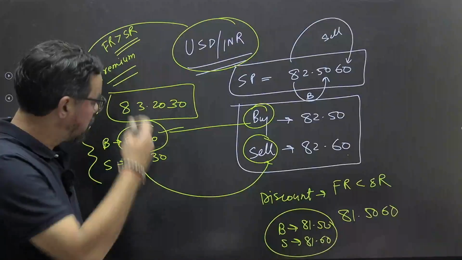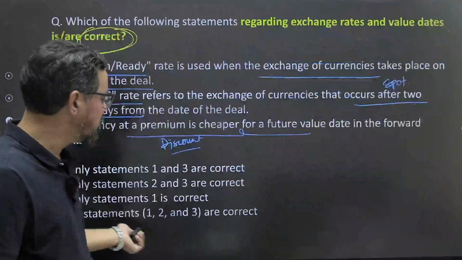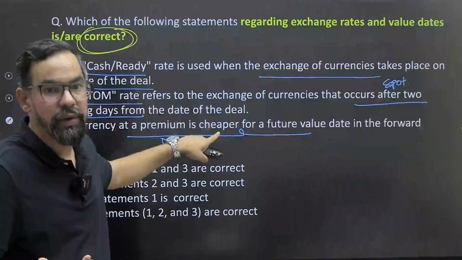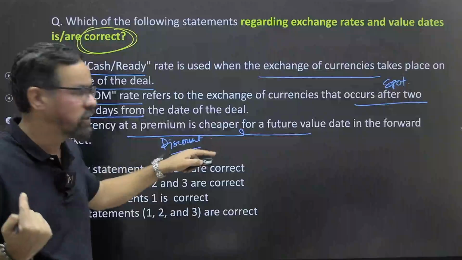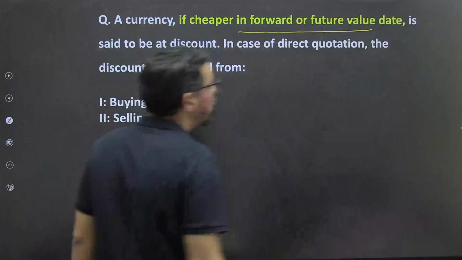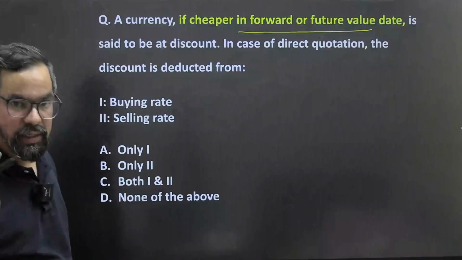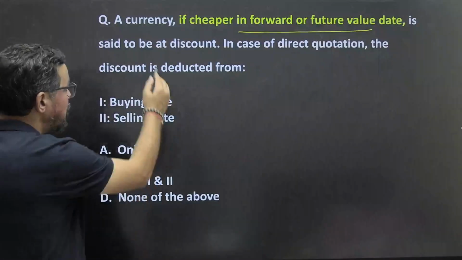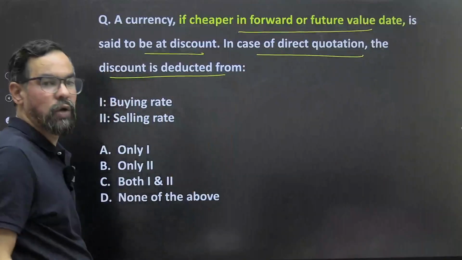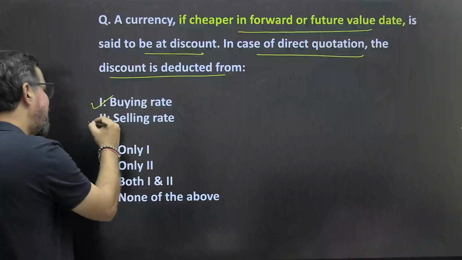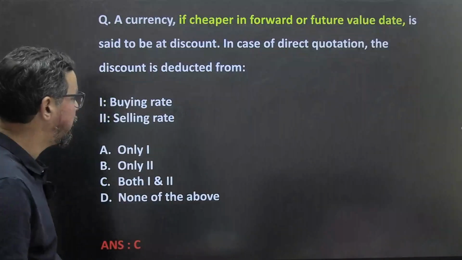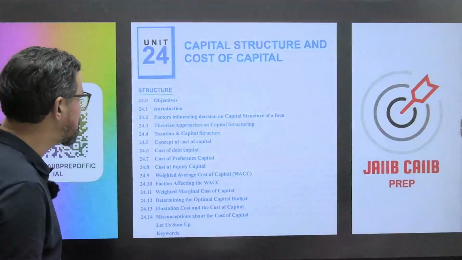So this was the third statement. The statement was that a currency at a premium is cheaper. No, it is costlier, as we just discussed. A currency cheaper in forward or future value date means that the currency is at a discount. In case of direct quotation, the discount is deducted from what? From both the buying rate as well as the selling rate. So C will be the correct answer for this question. Let's move to the next topic, guys.